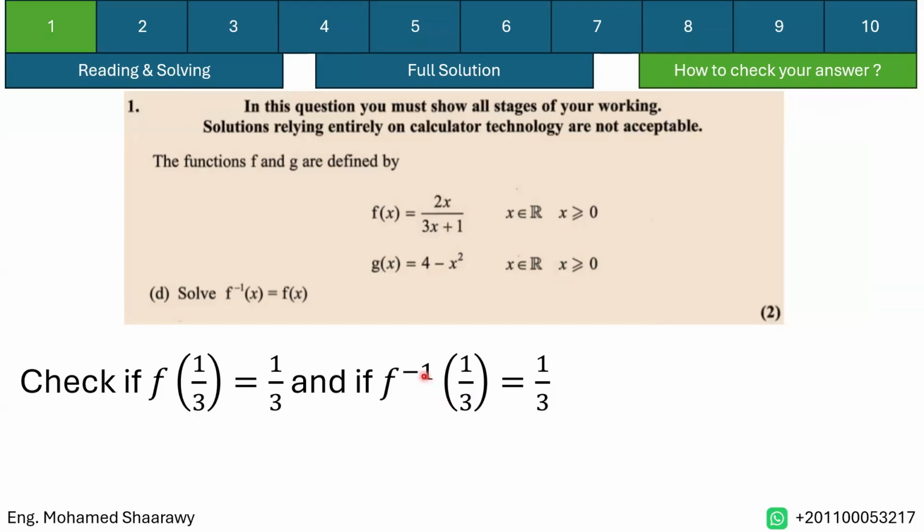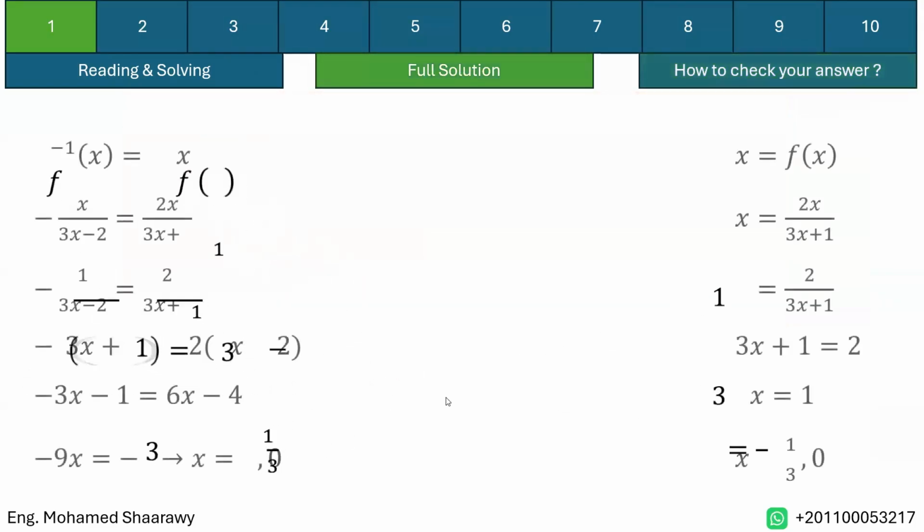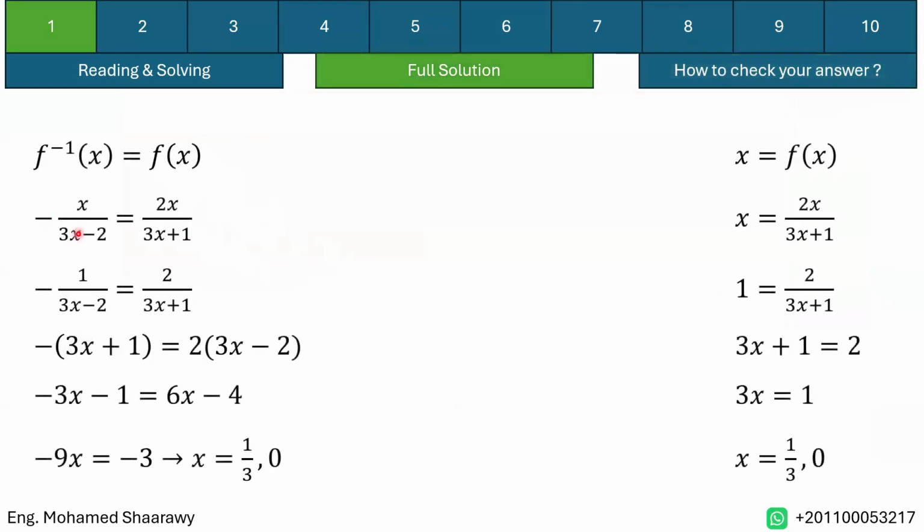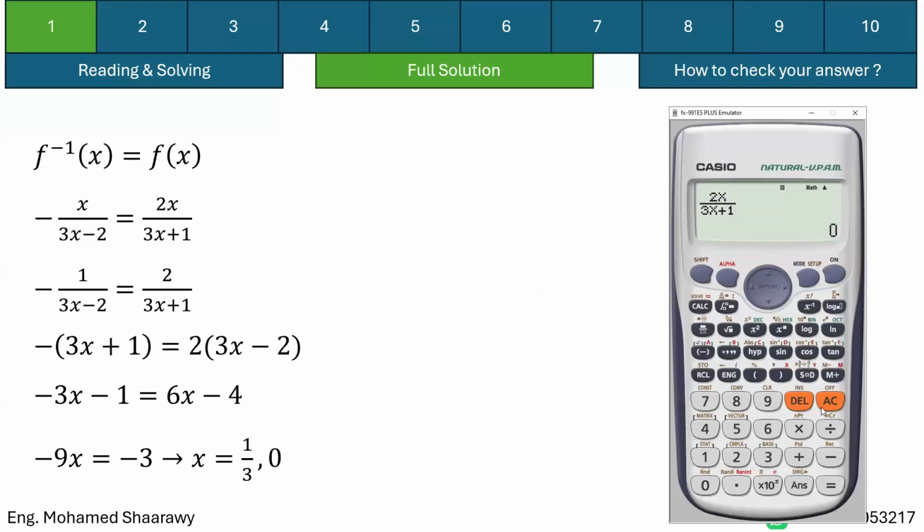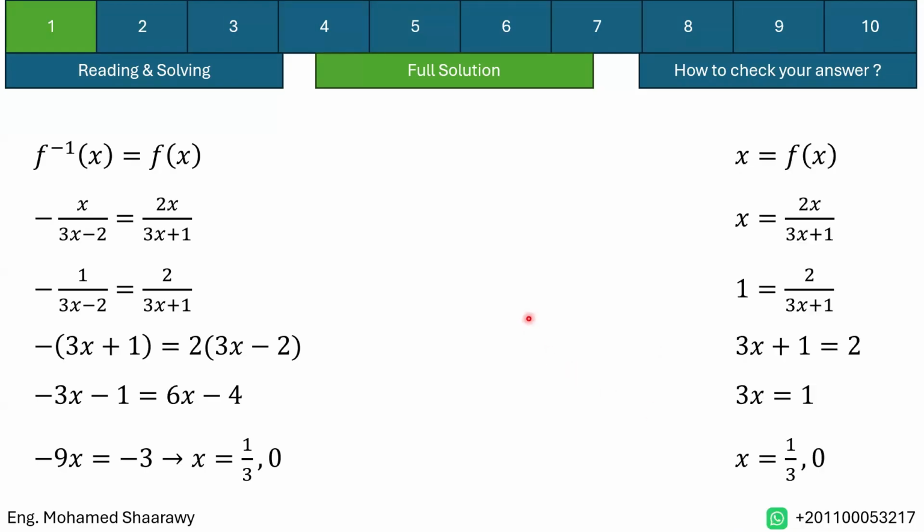Same thing in the inverse function. So if I write the inverse function, like here, it's negative x over 3x minus 2. Actually, if you replace the x with 1 over 3, you will get 1 over 3. And if you replace the x with 0, you'll also get 0. So these are two points at which both curves intersect.